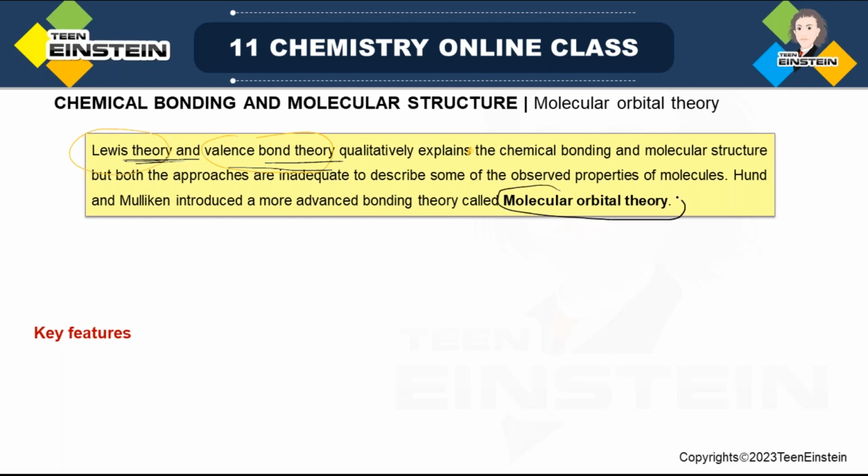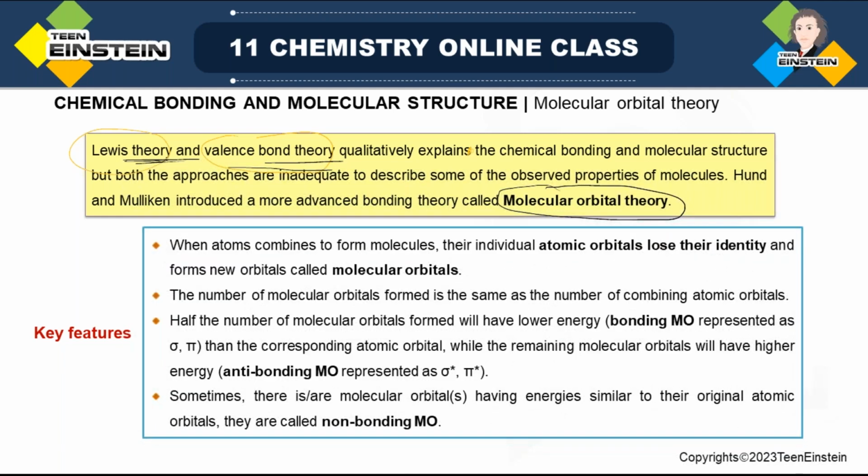Basically this theory will be the last theory in this chapter. Compared to other theories, that is Lewis theory, VSEPR theory, valence bond theory, this theory is the most advanced. Fine. So what are the key features? We know up to now that when two atoms are approaching each other, there is overlap between two atomic orbitals, right?